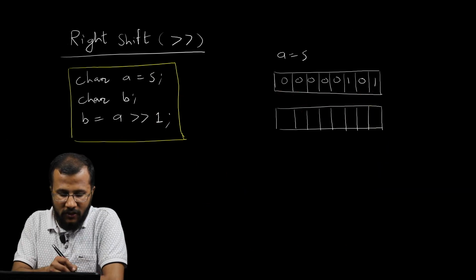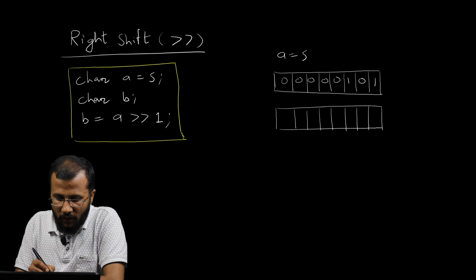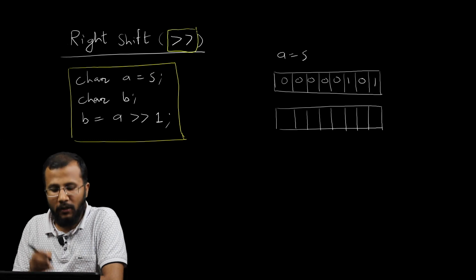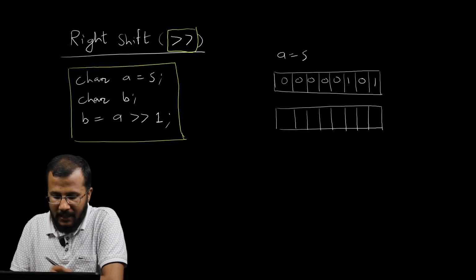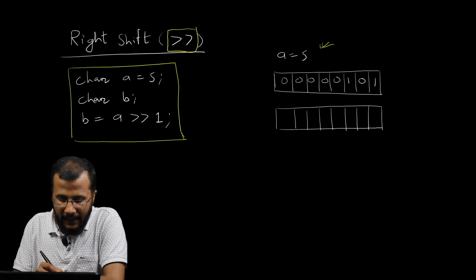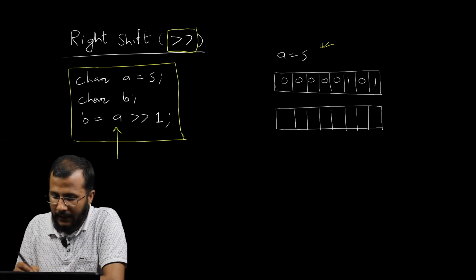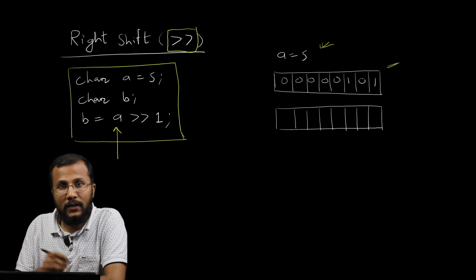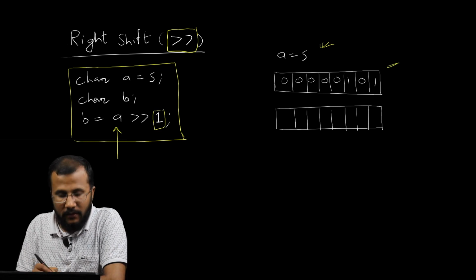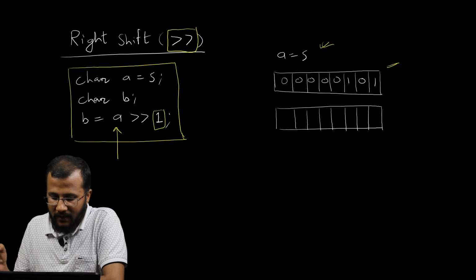Now let's look at the last operator, that is the right shift operator. The symbol for the right shift operator is the greater than symbol two times. Okay, here with the same example, A is taken to be 5 and I would like to do the right shift of A. So I would like to shift A, which is represented in binary here, towards the right by 1 position.